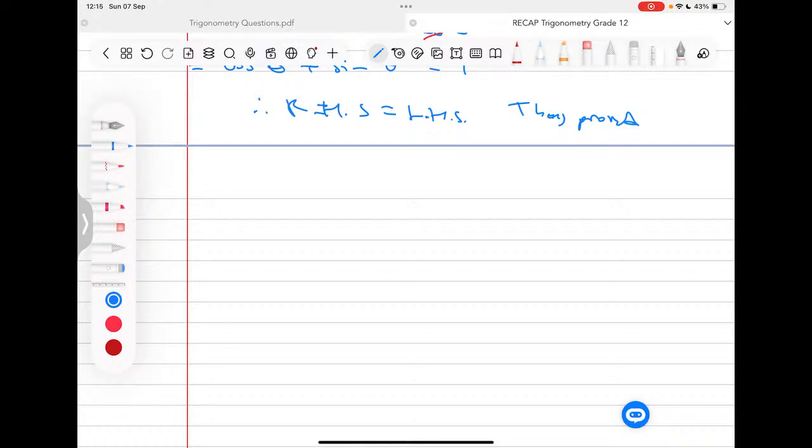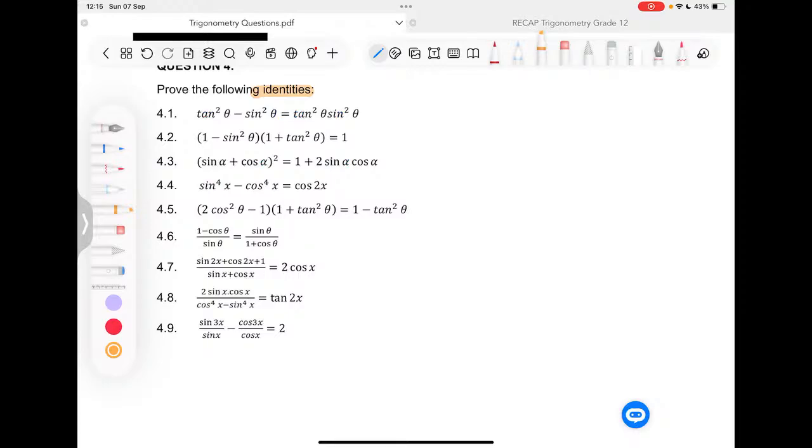Let's see. The next question would be question 4.3. I think I'll leave 4.3 for you to try, and I'll do 4.4.